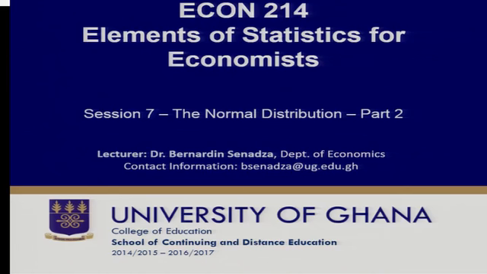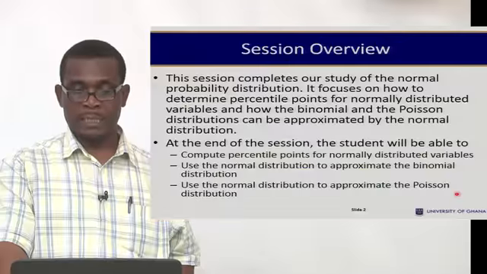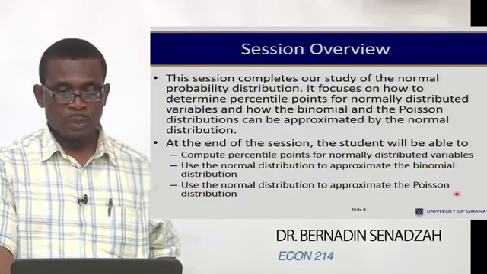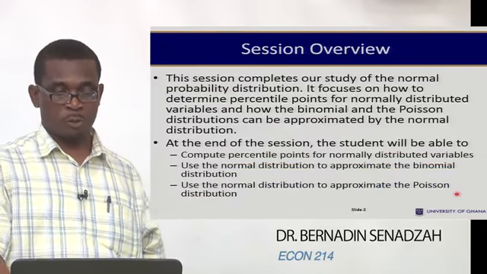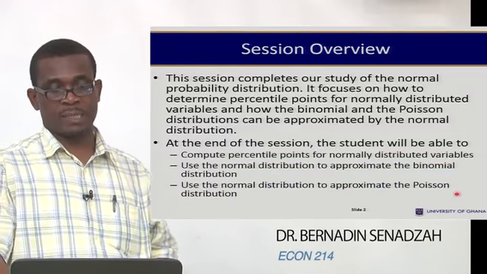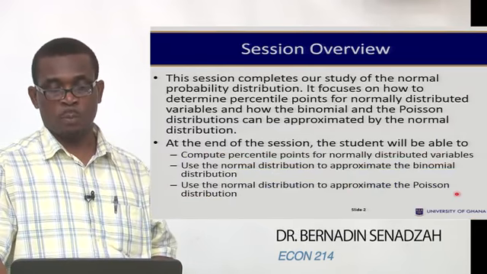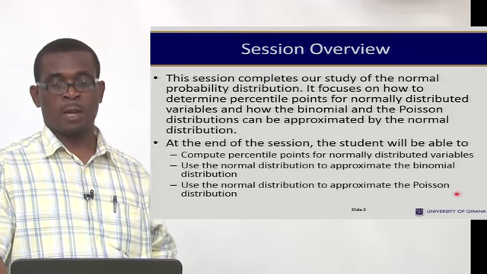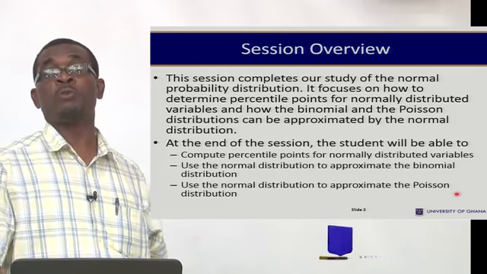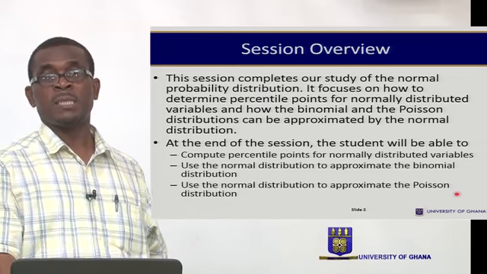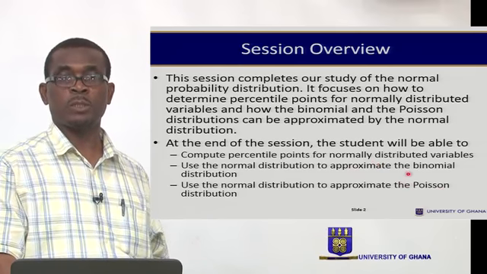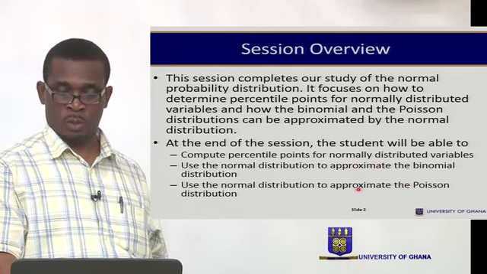So we continue with our discussion of the normal distribution. But in this session, we will teach you how to compute percentile points for normally distributed variables, and also how we can use the normal distribution to approximate the binomial distribution and then the Poisson distribution.